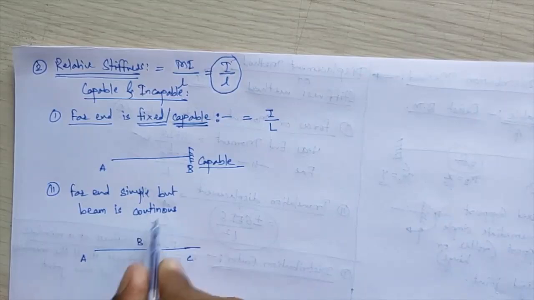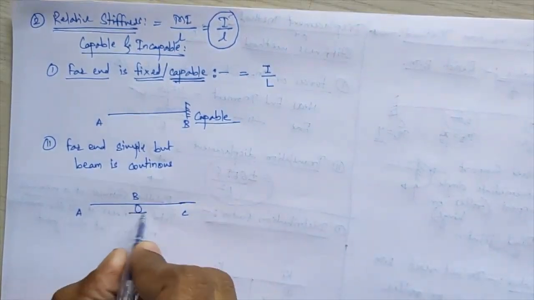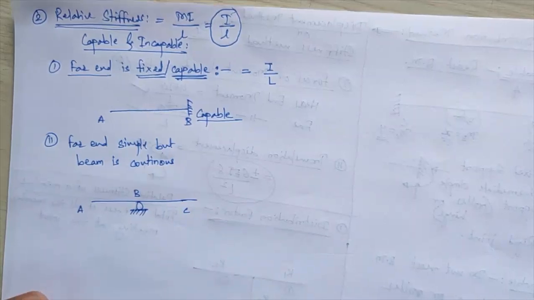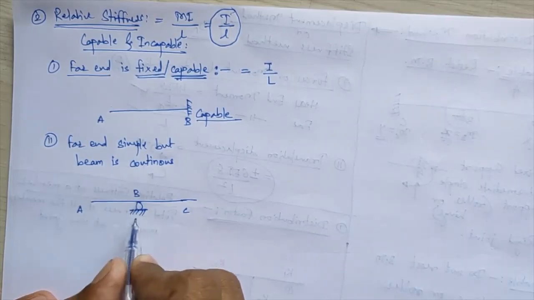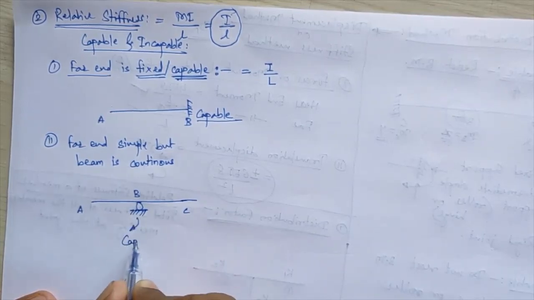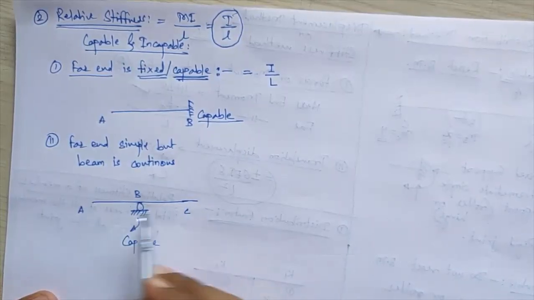So for the continuous member, B will be the joint. For joint B, I am considering a roller support. You can consider a hinge also over here. So this type of support will be your intermediate roller support. That will again be called a capable support, whenever you are distributing moment from A to B or from C to B also.